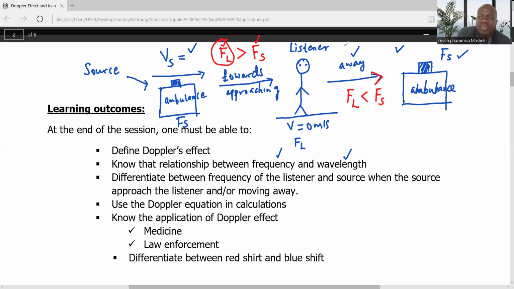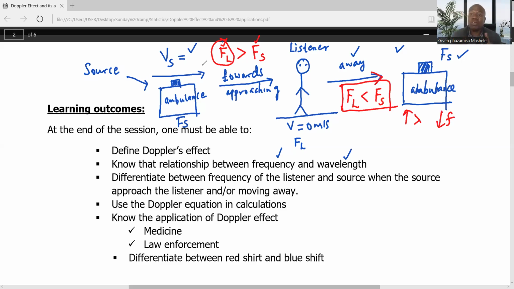The reason is that as the source is moving away from the listener, that shorter wavelength starts to become longer. We know that the wavelength and the frequency are inversely proportional. The longer the wavelength, the lower the frequency. So you need to know the relationship between the frequency of the listener and the frequency of the source as the source is approaching and also as it's moving away from the listener.